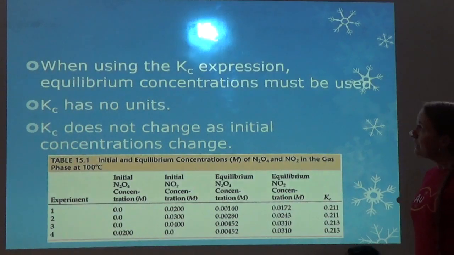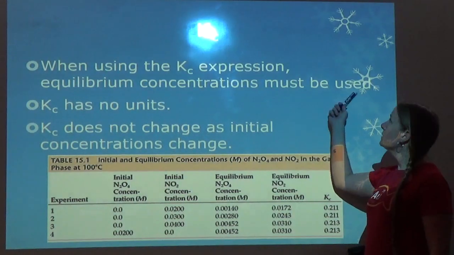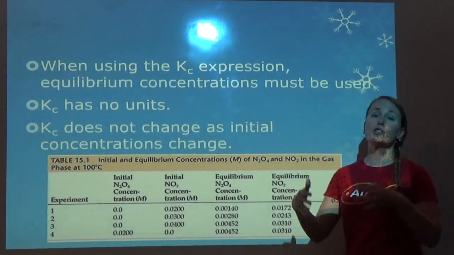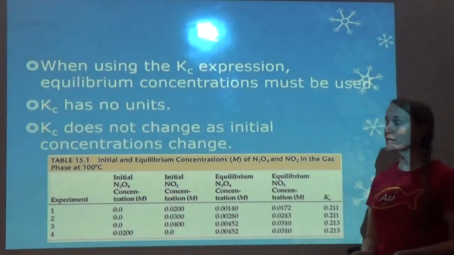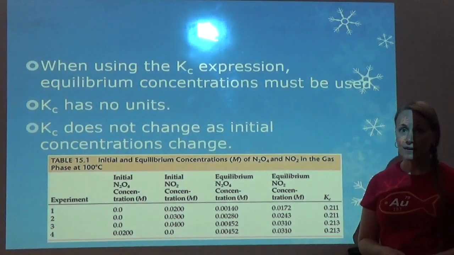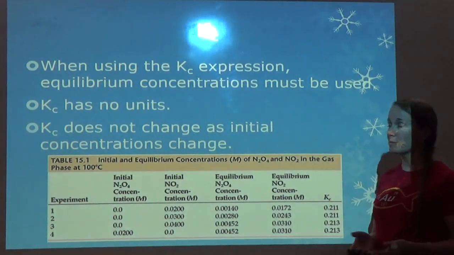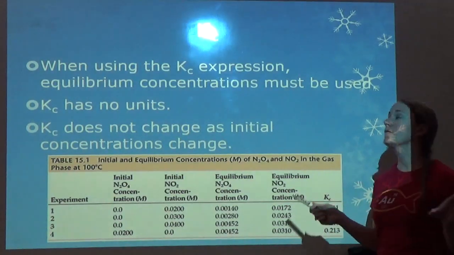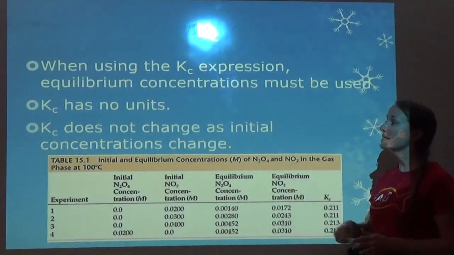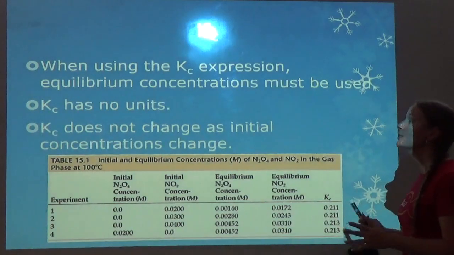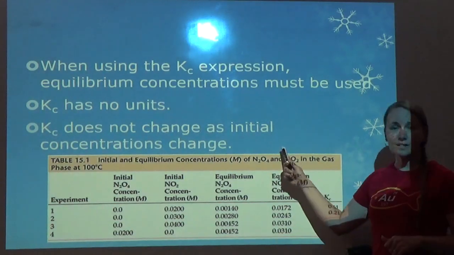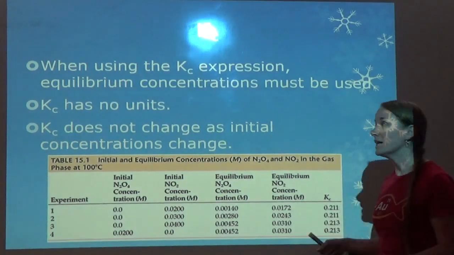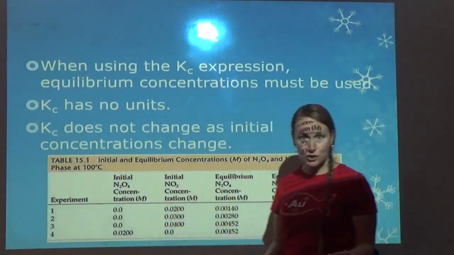Alright, so when using the Kc expression, equilibrium concentrations must be used. Okay, so sometimes they'll tell you what you start with, your initial concentrations. You cannot plug those into a K value. You have to have equilibrium concentrations. Kc and any of the other Ks have no units. And Kc or any of the other Ks do not change as initial concentrations change. Okay, so it doesn't matter what you start with, the thing that changes K is temperature. Alright?